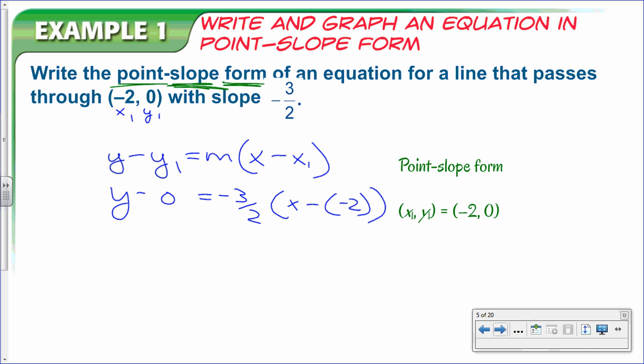Even before that. Oh, make it a positive. Yeah, I'm making a positive, right? What's this rule right here? Stay, change, change, right? So y minus 0 equals negative 2 times x plus 2.